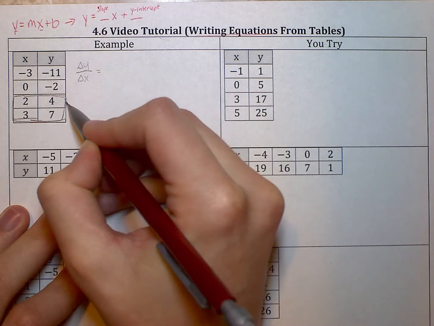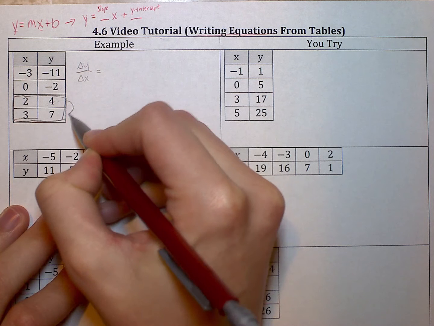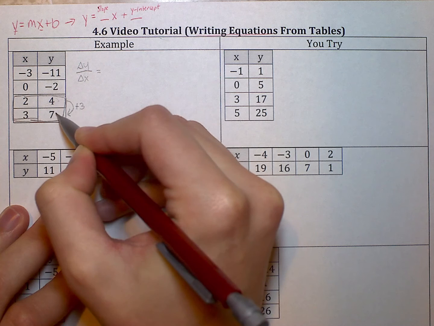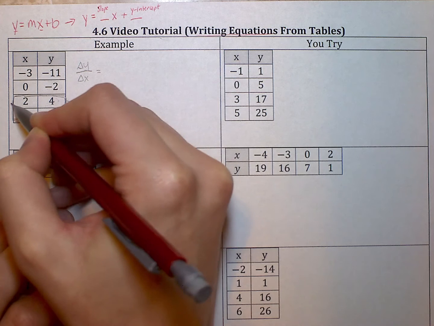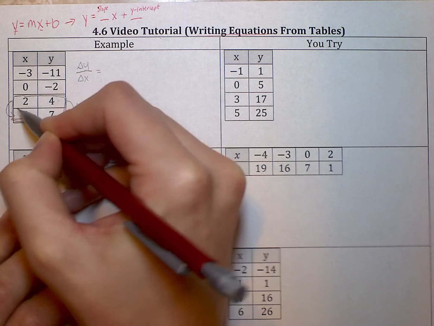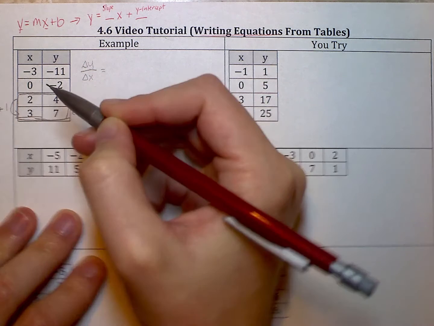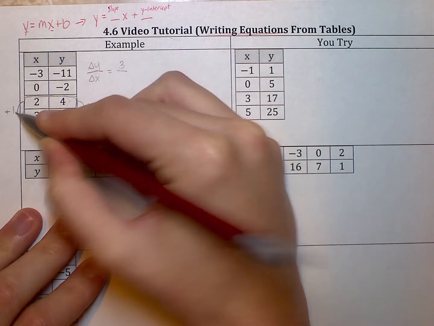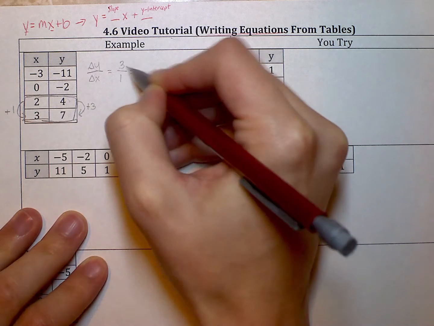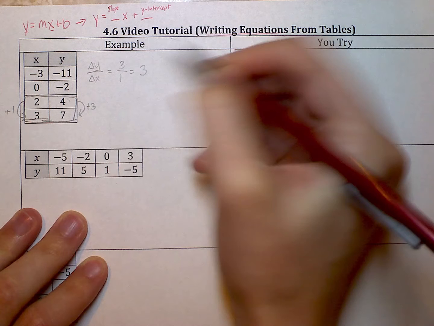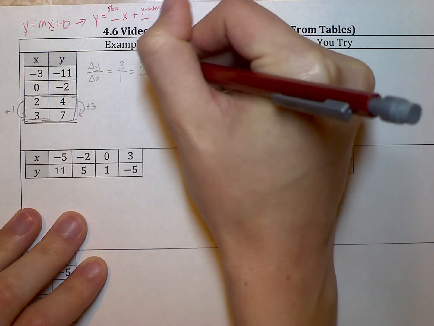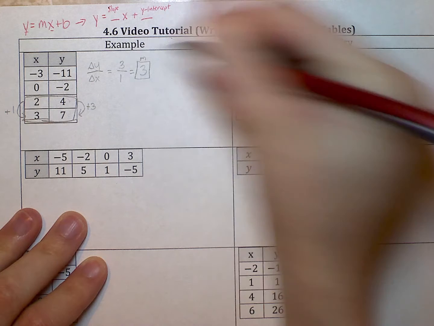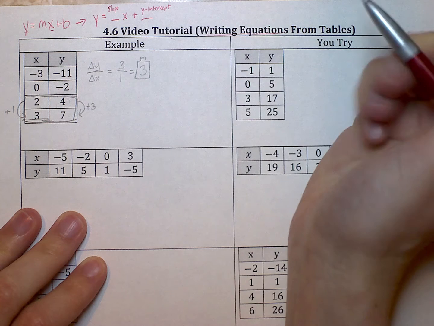So what's the change? So from 4 to 7, what would I have to do to get from 4 to 7? Well, I'd have to add 3. That's the change in y. What would I have to do to get from 2 to 3? Well, I'd have to just add 1. So the change in y is 3. The change in x is 1. 3 divided by 1 is 3. So this is my slope, right? Remember, I only need two pieces of information. Here's my slope. That's one piece of information.